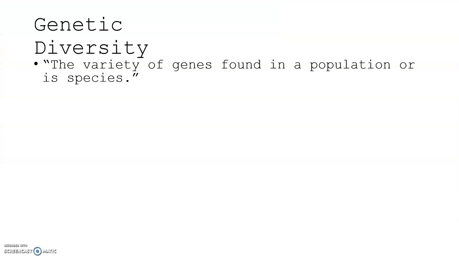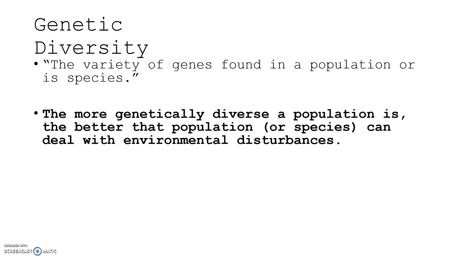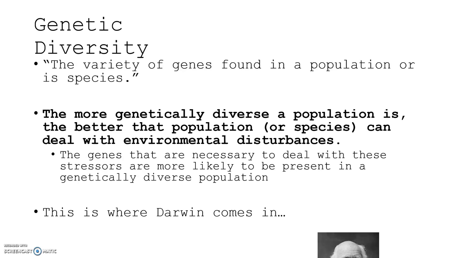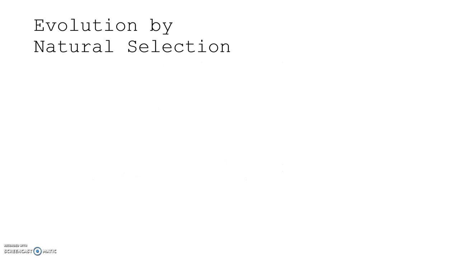Genetic diversity is another type of diversity that we have. It's the variety of genes found in a population or species. The more genetically diverse a population is, the better that population or species can deal with environmental disturbances. The genes that are necessary to deal with these stressors are more likely to be present in a genetically diverse population. This is where Darwin comes in.